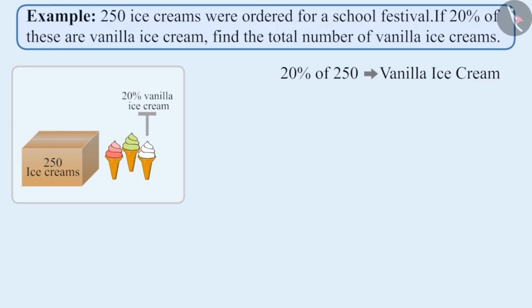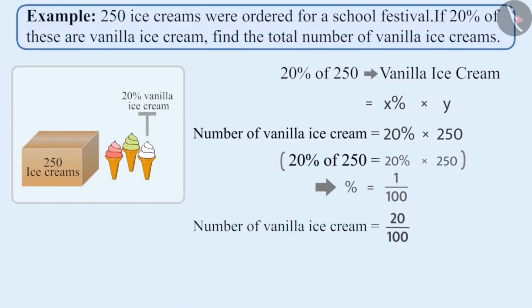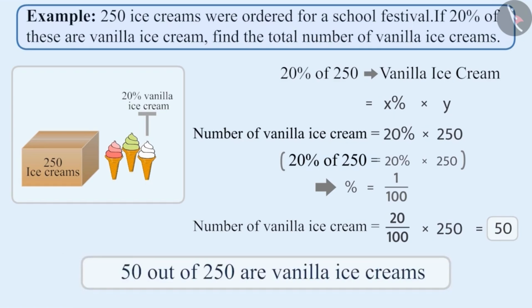X percentage of a number y is equal to X percentage into y. Thus, the quantity of vanilla ice cream is equal to 20% into 250. Since percentage is 1 by 100, the number of vanilla ice cream is equal to 20 by 100 into 250, which is equal to 50. That is, 50 out of the 250 are vanilla ice creams.